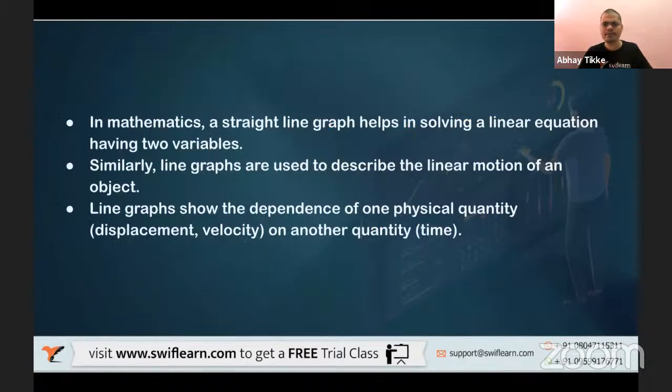So in mathematics, a straight line graph helps in solving a linear equation having two variables, right? You might be knowing x plus y is equal to 3 or 5 or 6. And x and y are the two variables. You must have learned that in maths, right? Similarly, line graphs are used to describe the linear motion of an object. Linear motion of the object.